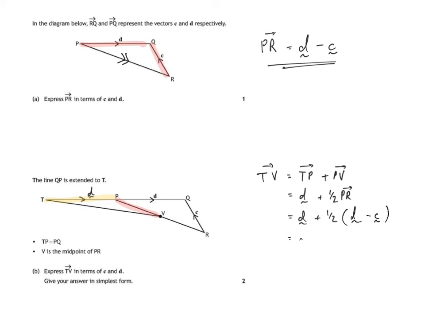So I need to expand those brackets. So I've got a half D minus a half C. And then tidy it up. I've got D plus half D. I'll just write that as 1.5 D minus a half C. And that is a slightly more complicated one for 2 marks.